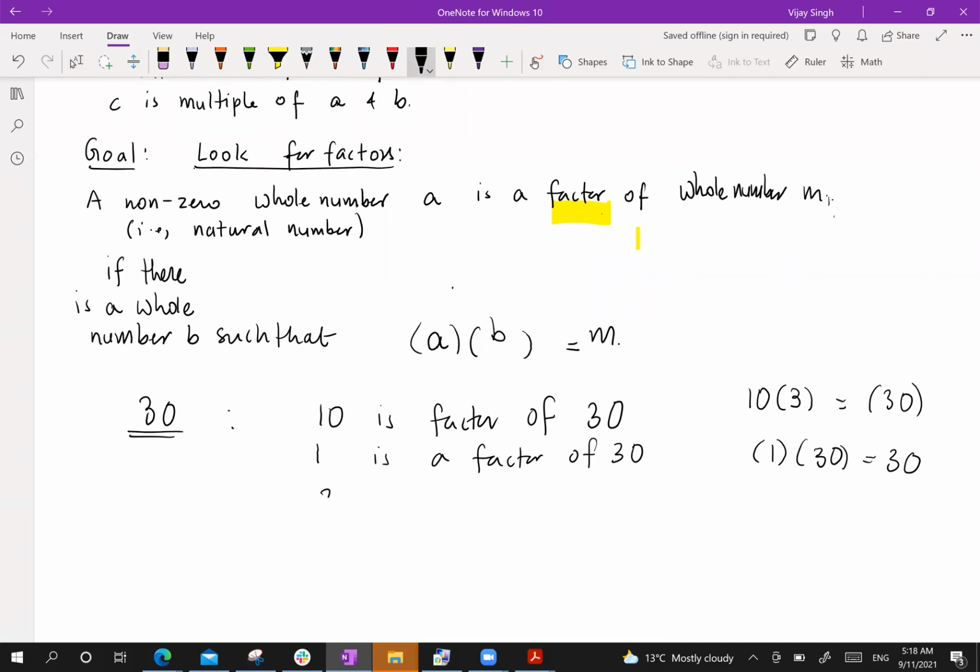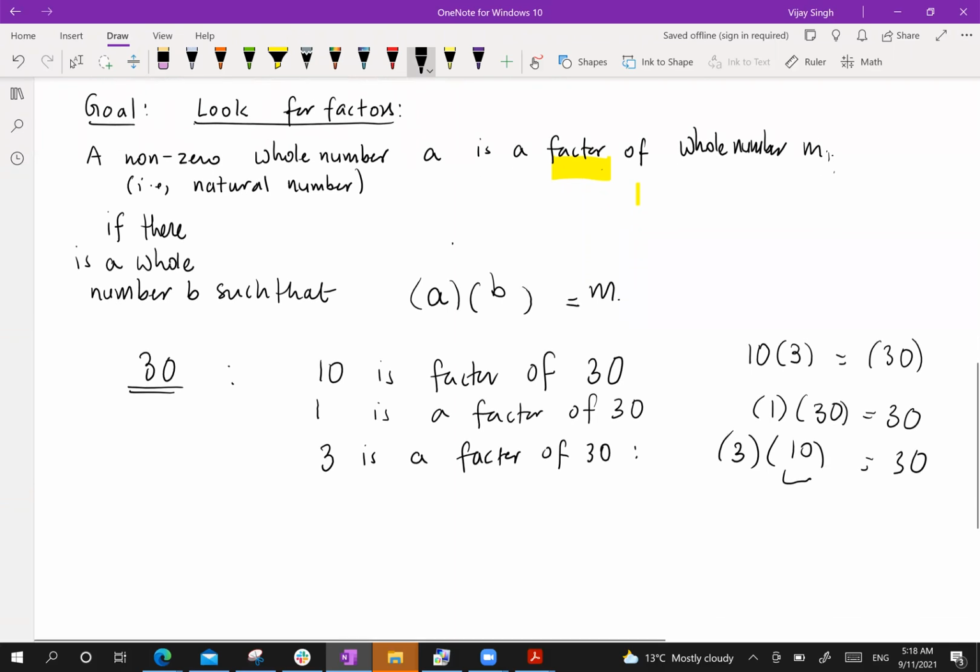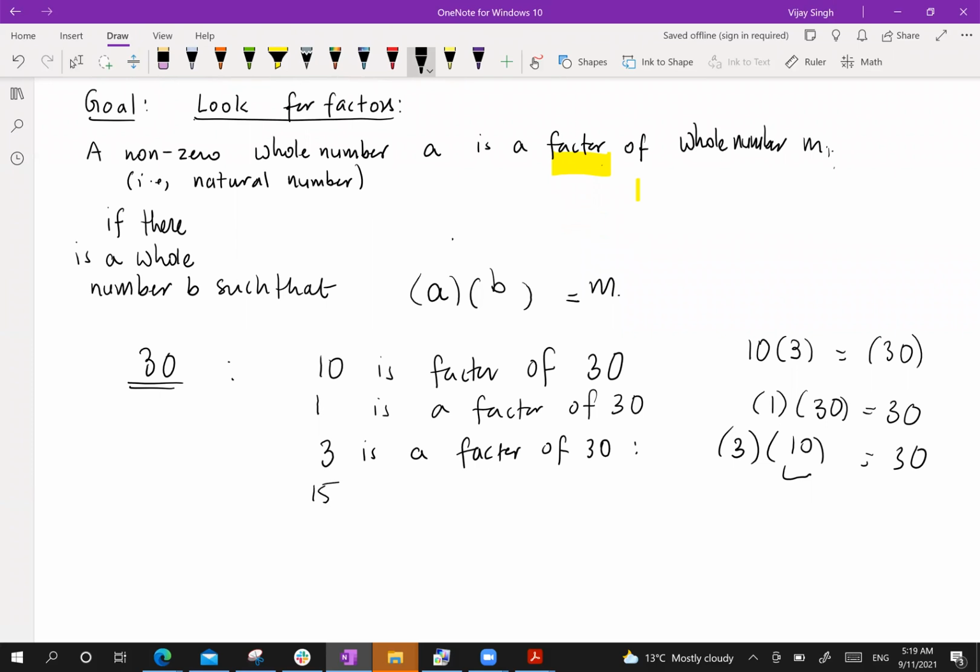Similarly, 3 is a factor of 30. Why? Since 3 times some whole number is 30. What is that whole number? 10. Similarly, 15 is a factor of 30. What is that whole number? 15 times what gives me 30? 15 times 2 is 30. That's why 15 is a factor.